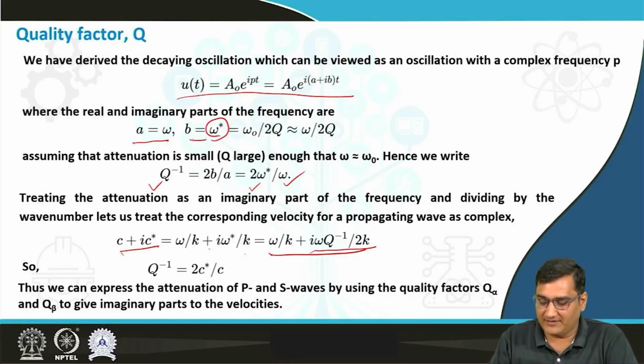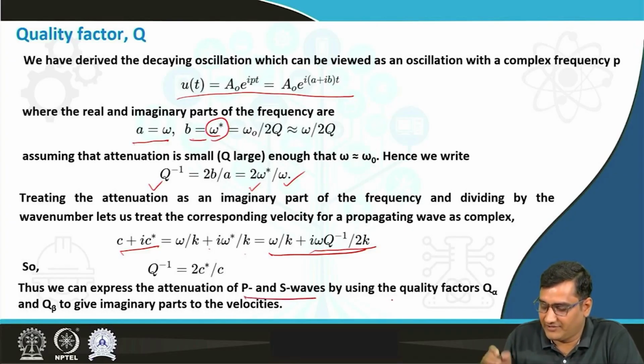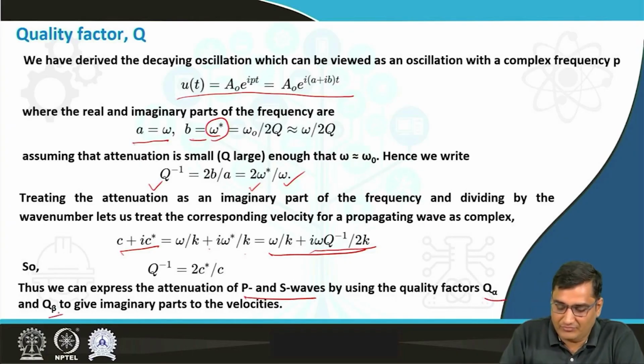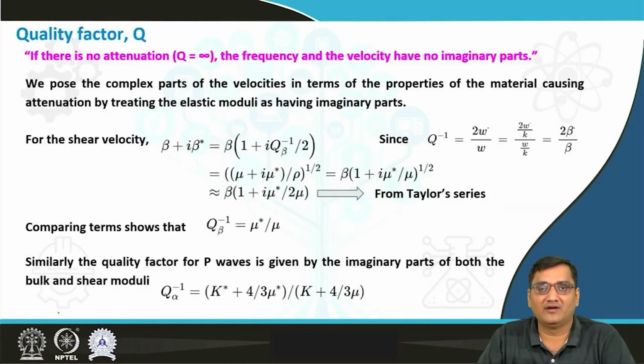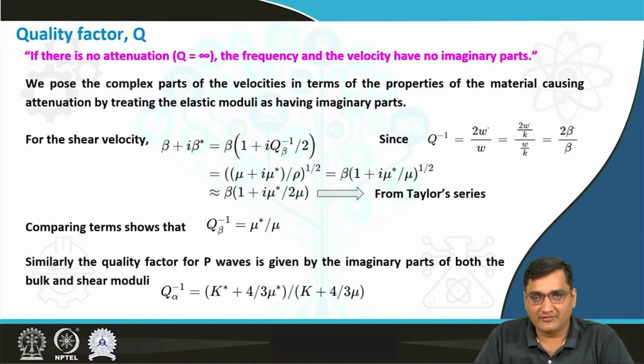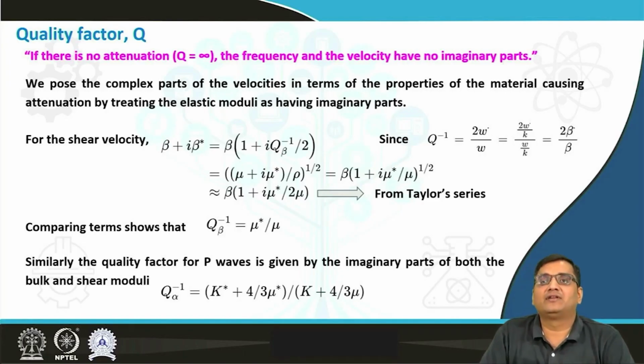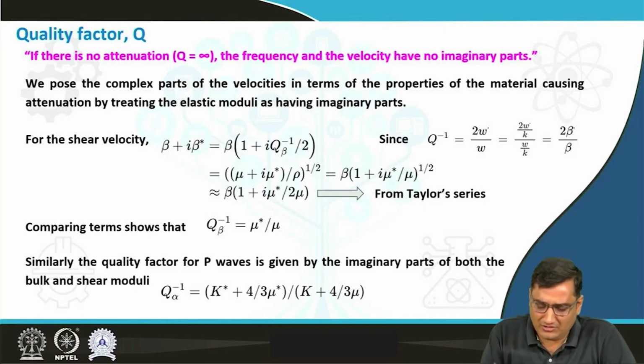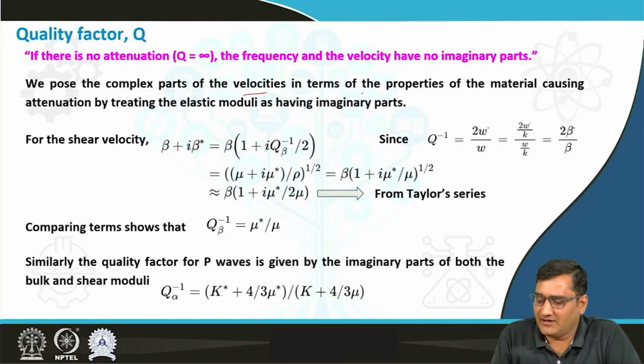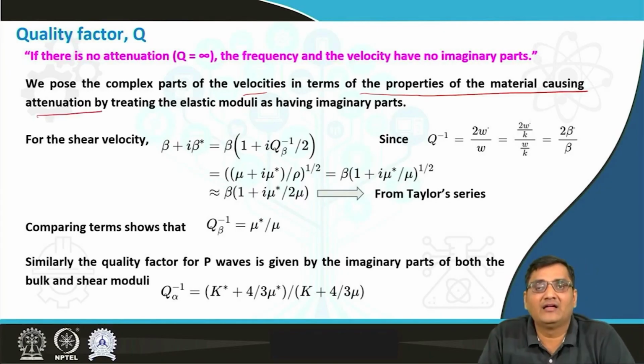Thus we can express the attenuation of P and S waves by using quality factors Q alpha and Q beta to give imaginary parts to the velocities. If suppose the attenuation is 0, that means the quality factor is infinity. In that situation, the frequency and the velocity will have no imaginary parts. So we are going to pose the complex part of the velocities in terms of the properties of the material causing attenuation, by treating the elastic moduli as having imaginary parts.